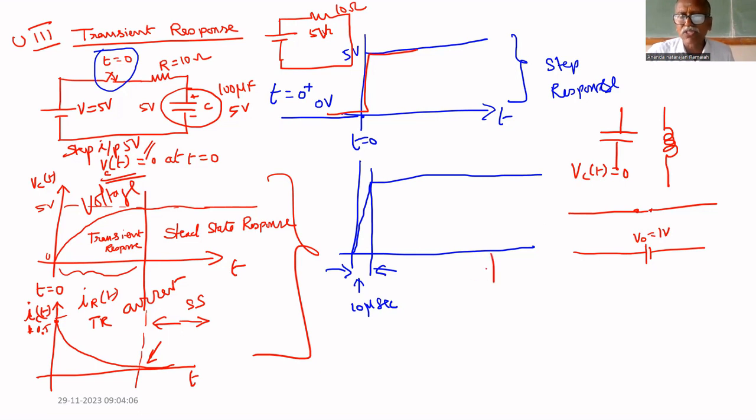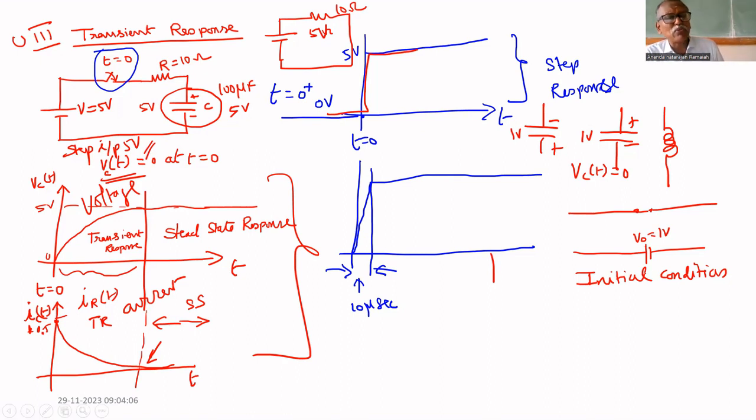It may have this side positive and this side negative with 1 volt, or this side negative and this side positive with 1 volt, or 2 volt, or 0.5 volt. Some voltage may be there. That is called initial condition.